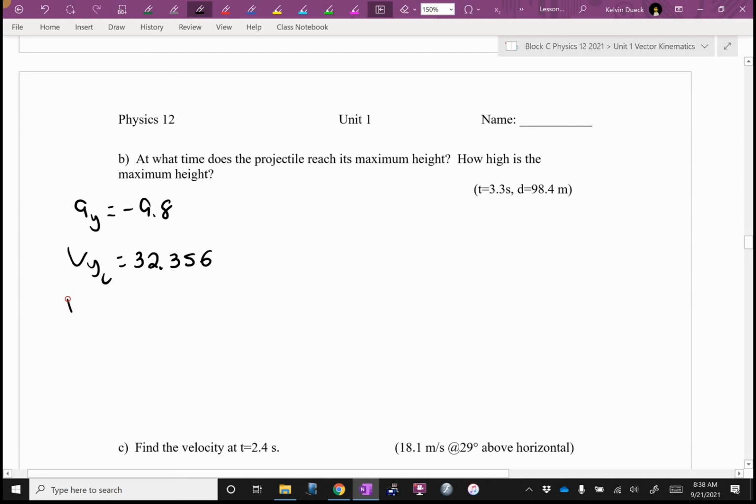What's Vy final? Does that mean the total velocity is 0? No, at the top, for a split second, the only velocity still existing is Vx. So V total would be Vx. Okay, now I can find time.